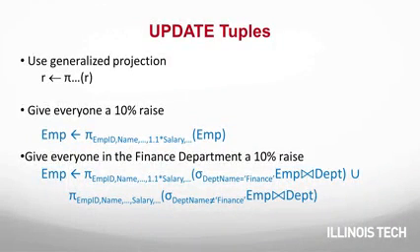But we also need to make sure to select everybody whose department name is not finance and to project their information into the employee relation without changing anything. So we need to always make sure we know what we're changing, we change it appropriately, and we know what we're not changing, and we don't change it inappropriately.